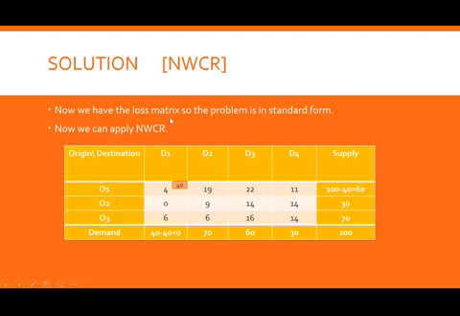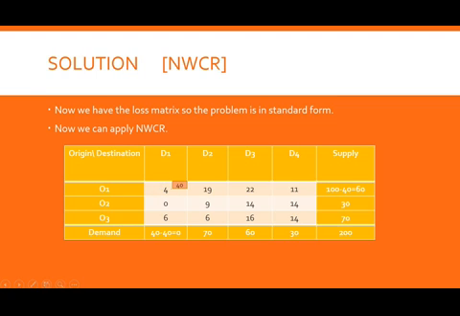Now we have a loss matrix so that the problem has come to its standard form. Now we can apply NWCR on this. So when you are applying NWCR, northwest corner, that is the top left corner has to be picked. Top left corner is 1, 1. So you are supposed to satisfy or make an allocation here. So demand is 40, supply is 100. So how much you can supply? 40. So transport 40 at 1, 1.